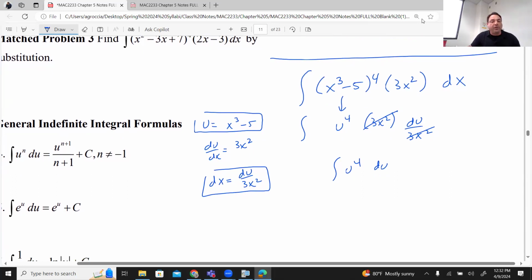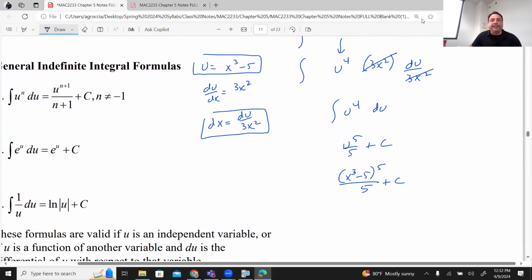Now we have to take the integral. u to the 5th over 5 plus c. And u is x to the 3rd minus 5 raised to the 5th over 5 plus c, which can also be written as 1/5 times x to the 3rd minus 5 raised to the 5 plus c. Either one is correct.